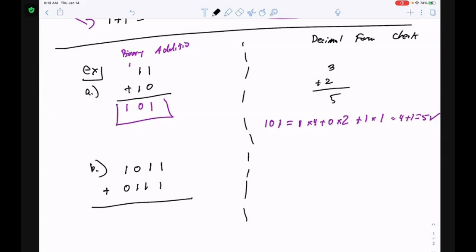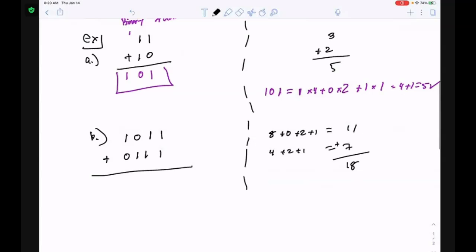Now this is the same thing as 8 plus 0 plus 2 plus 1. So that's 11. And the other number would be 4 plus 2 plus 1, which is 7. So that's the same thing as adding these two numbers. So I would get the equivalent of 18. This is the same as adding 11 plus 7. I'm only going to do these for the first two, just as a confirmation of our math work. Okay. So the first number, 1011, is the equivalent of 11.